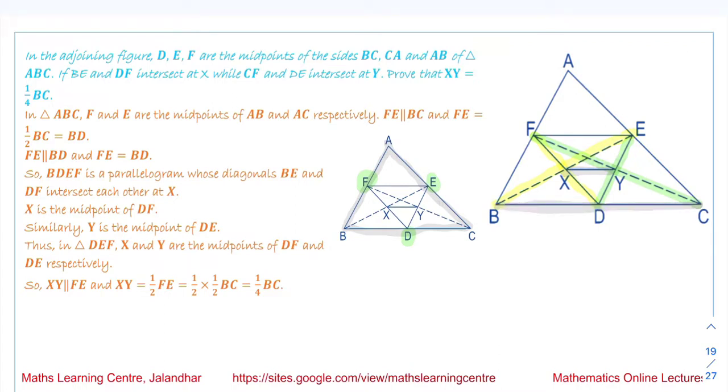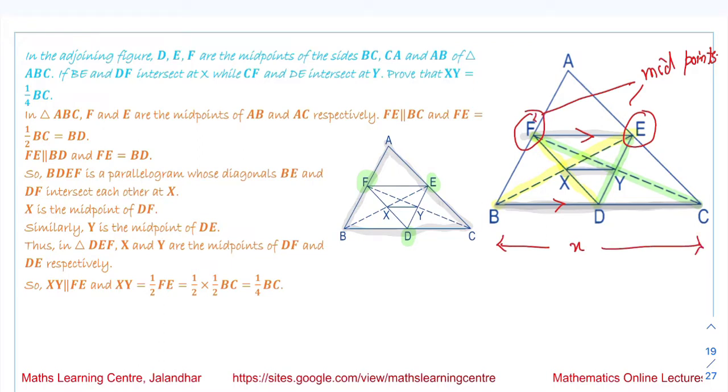So to prove this, we are considering the triangle ABC. In this triangle, E and F are the midpoints. So we are talking about two lines: one is the line BC and the second is the line FE. Since F and E are both midpoints, this line FE is parallel to BC. And the next thing we get is, if the length of BC is x, then the length of EF is x by 2.